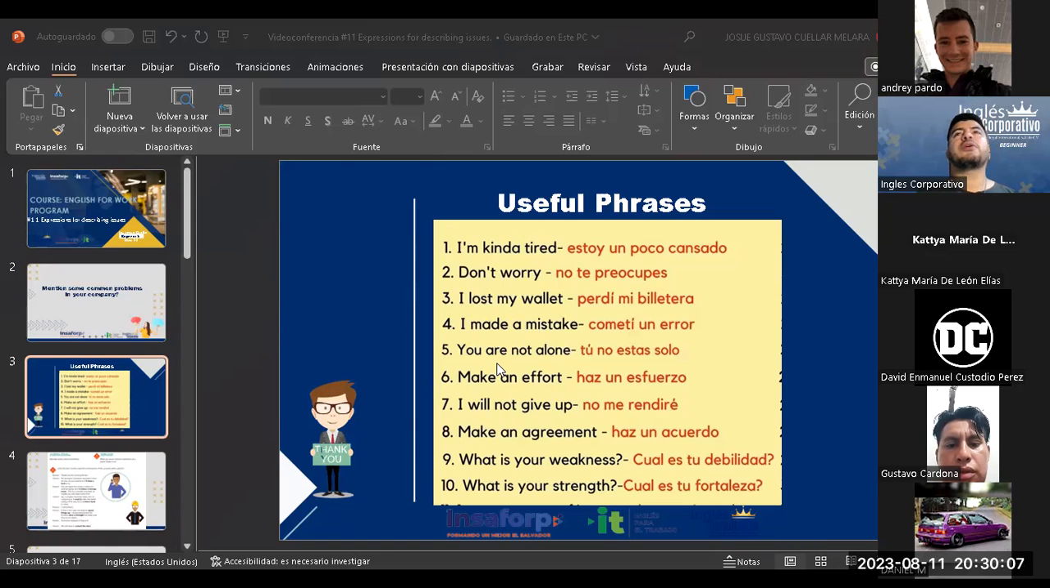Five, you are not alone. Similar to a song from Michael Jackson. Six, make an effort. Seven, I will not give up. Eight, make an agreement. Nine, what's your weakness? Ten, what's your strength?